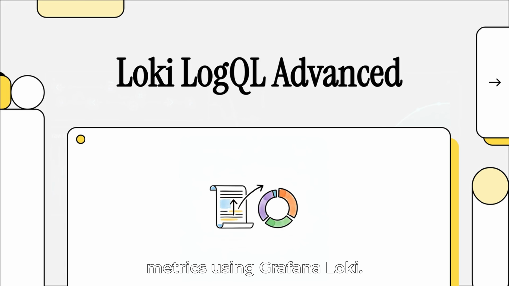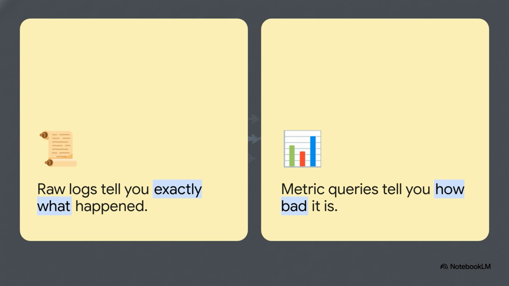Let's jump right in. Raw logs are great, right? They're fantastic for context because they tell you exactly what happened. But metric queries are what actually measure the severity of an incident. They tell you exactly how bad it is. And today, we're going to learn how to bridge that gap.